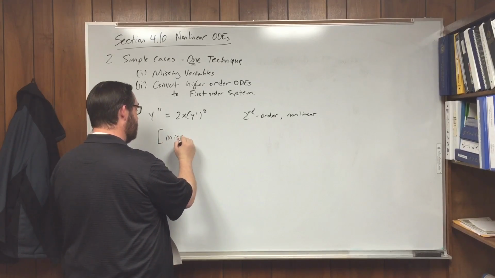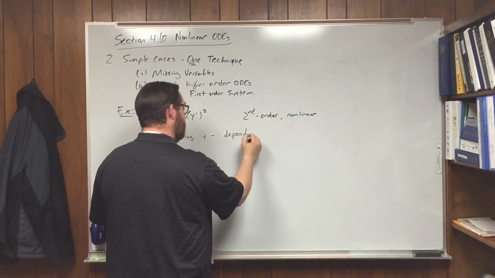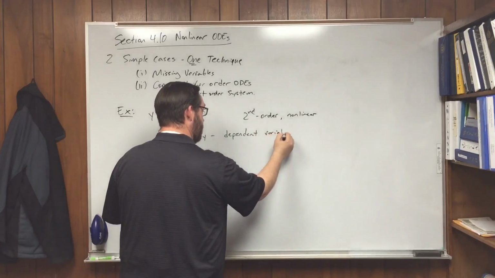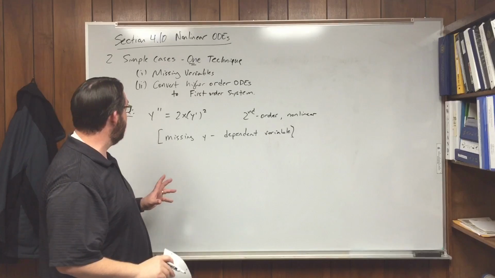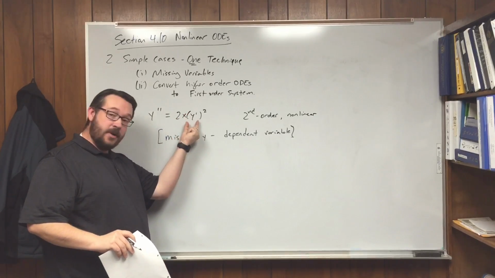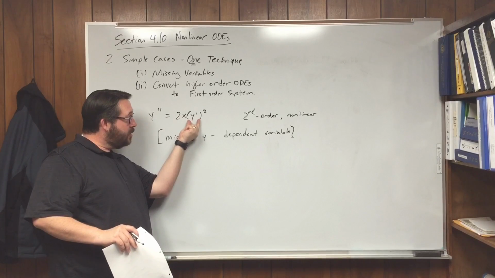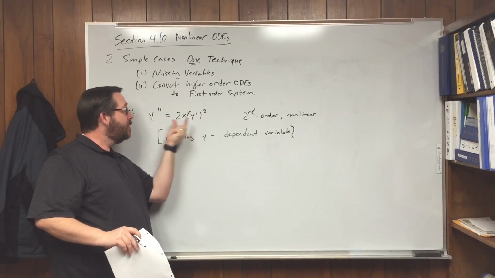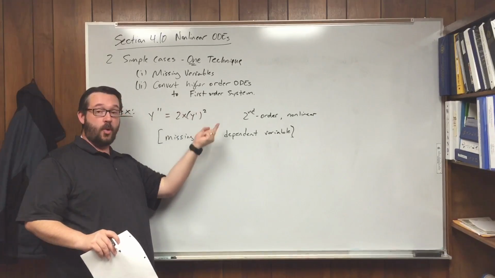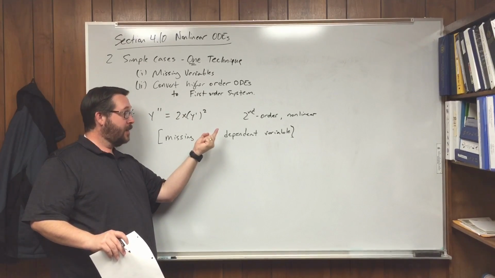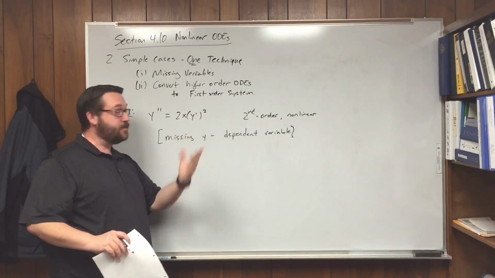We are missing y, that dependent variable. Since we're missing it, then I can take advantage of the fact that I've got some function y prime and I've got its derivative in there. If I used u for y prime, then this would just be u prime, which makes this now a first order differential equation, and it then becomes separable in this particular case.